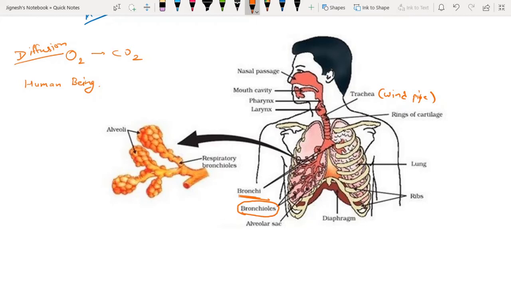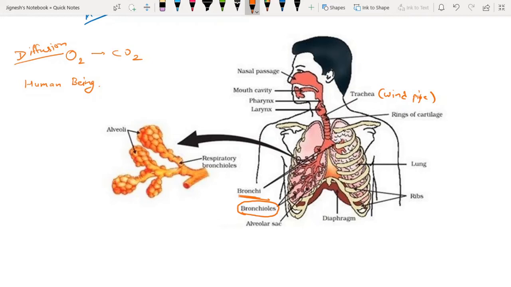These are the respiratory bronchioles. This is an expanded form of it. And this is the lung. We have a pair of lungs, and the lungs are inside the chest cavity, protected by the ribs. This is the chest cavity and this is the abdomen cavity. The abdomen cavity and chest cavity are divided by a membrane called the diaphragm.